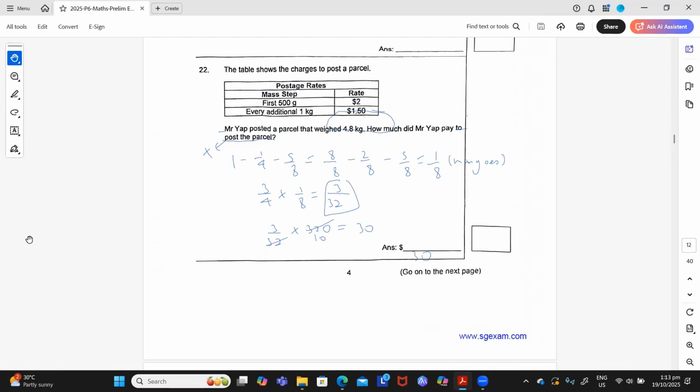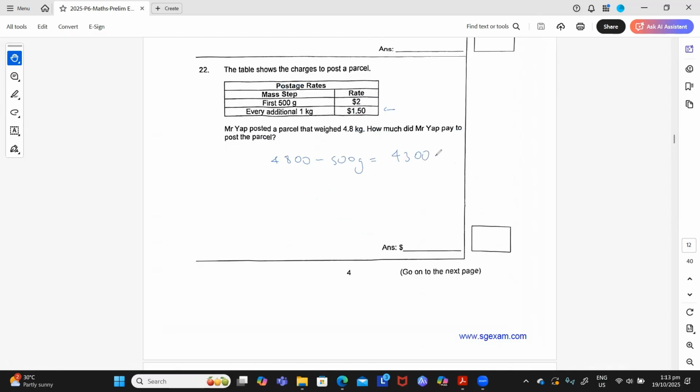Okay, question 22. Okay, so Mr. Yap posted a parcel that weighed 4.8 kg. Now, the first 500 grams you pay $2. Then every additional 1 kg you pay $1.50. Okay, so this part is actually part thereof. So what you want to do is to take 4800 minus 500 grams, which is 4300. So my advice to you is when you're minusing off 500, account for the money that you're paying for. So at the side here, put $2. Don't forget this later, okay?